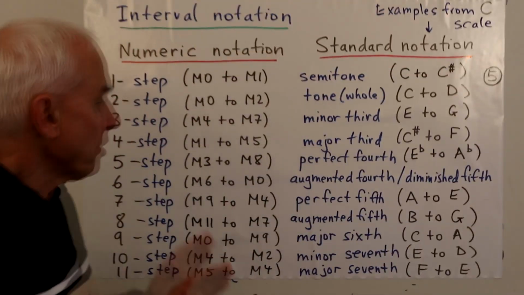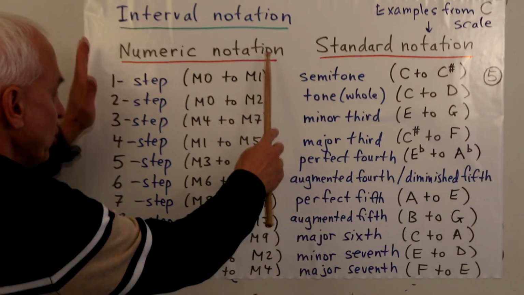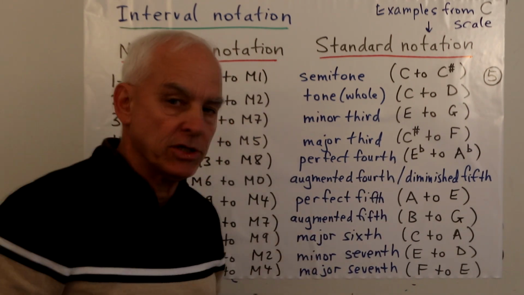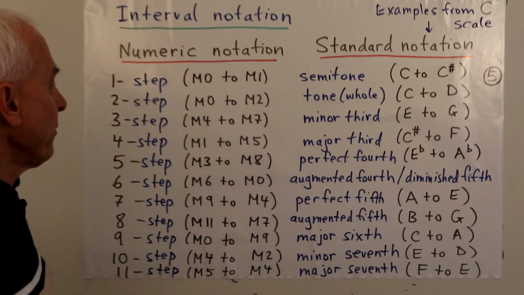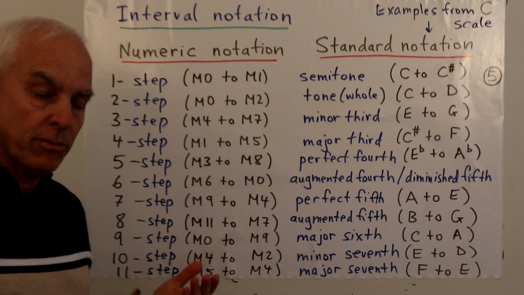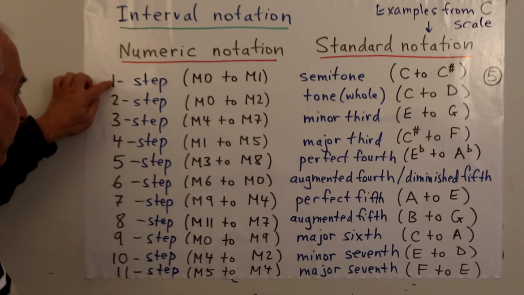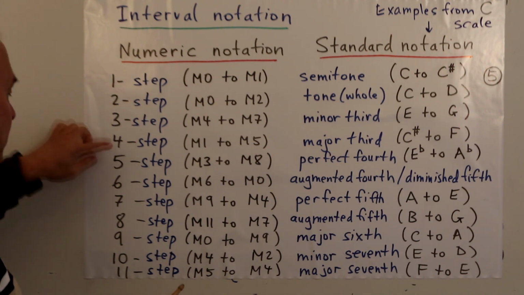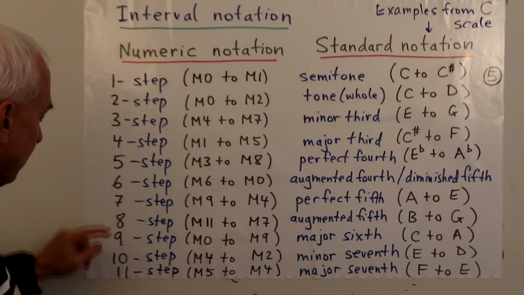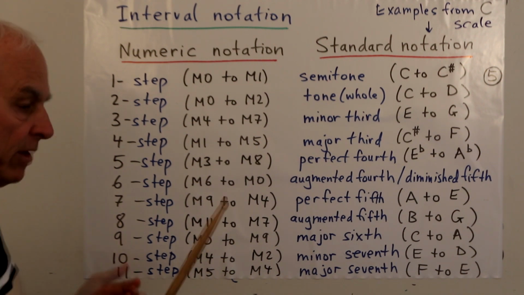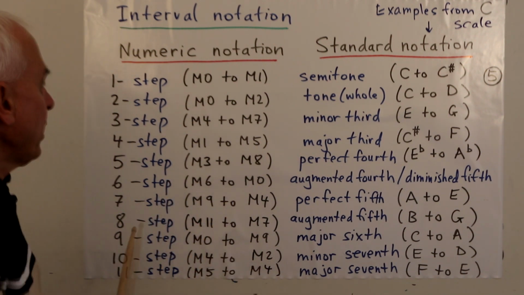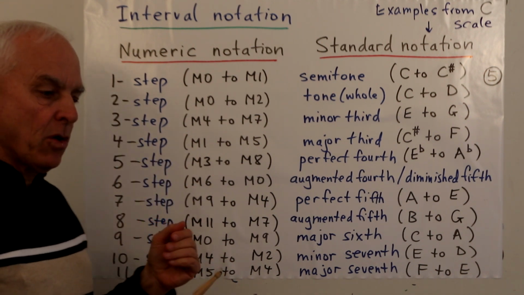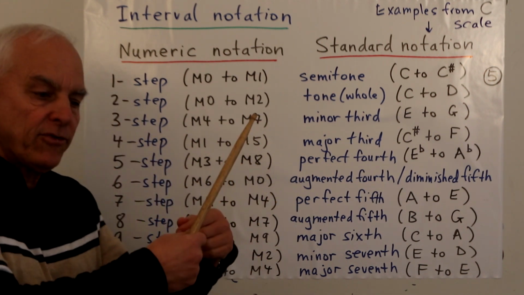Okay, so here is a comparison: interval notation, this numeric notation that I'm proposing, and the standard notation which is used pretty well everywhere. So in this numeric notation, we have a list of intervals. The 1 step is the smallest non-zero interval. And then there's the 2 step, the 3 step, 4 step, 5 step, 6 step, 7 step, 8 step, 9 step, 10 step, 11 step. And then the 12 step would be like an octave. Now here are some examples of such steps with reference to these notes.